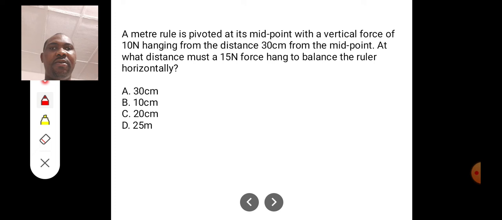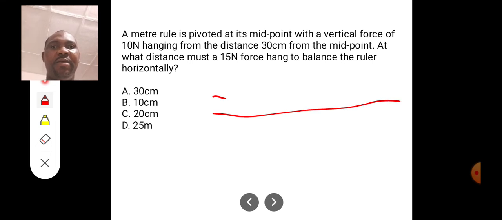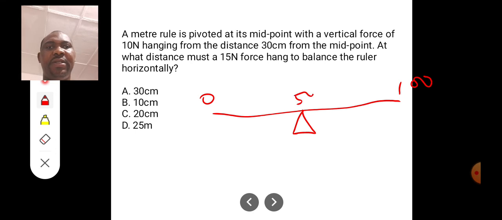It says a meter rule is pivoted at its midpoint with a vertical force of 10 newtons hanging from a distance of 30 centimeters from the midpoint. At what distance must a 15 newton force hang to balance the rule? Let's read that again. A meter rule is pivoted at its midpoint. So this is the meter rule. Remember, the calibration is 0 to 100. So we have 0, we have 100. It's pivoted at the midpoint. The midpoint is obviously 50.